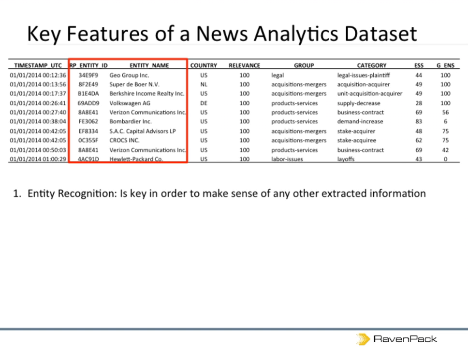The first key attribute is entity recognition. Obviously, understanding what entities are involved in a news story is key in order to make sense of any other extracted information. Currently, RavenPack covers more than 170,000 entities, including more than 36,000 companies globally, more than 2,000 organizations, and almost 140,000 places, as well as the major commodities and currencies.